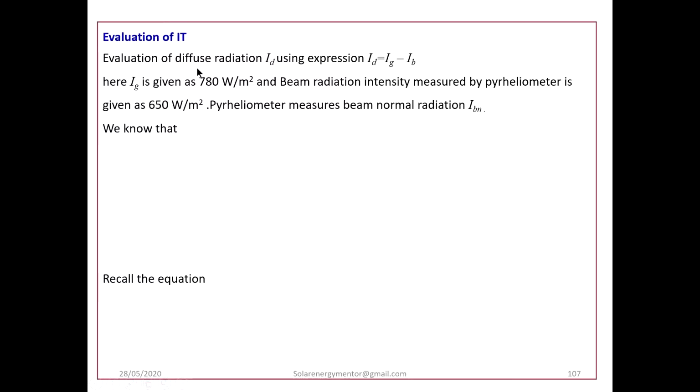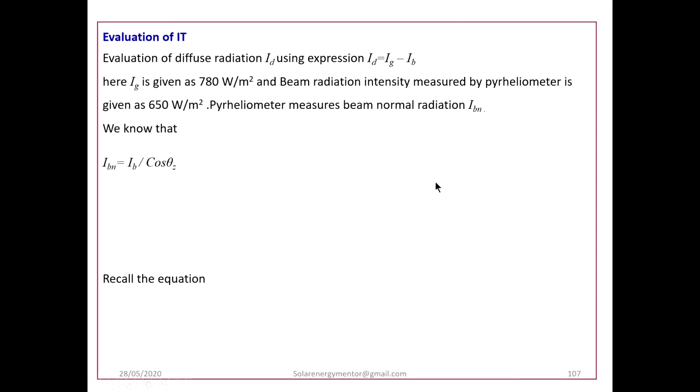In evaluation of IT, we need to know the diffuse radiation, because diffuse radiation intensity is not given. Diffuse radiation intensity can be evaluated using ID is equal to Ig minus IB. Here Ig is given and IB is the beam radiation falling on a horizontal surface. However, a pyrheliometer reading gives 650 watt per meter square, which is a beam normal radiation. So pyrheliometer measures the beam normal radiation, and we have to convert this IBN into IB.